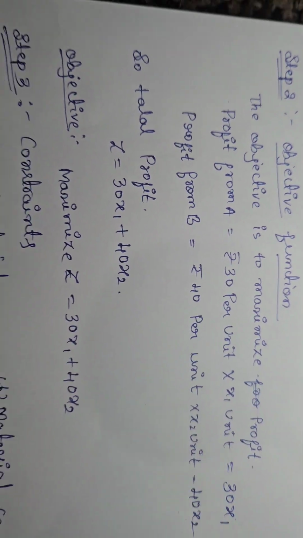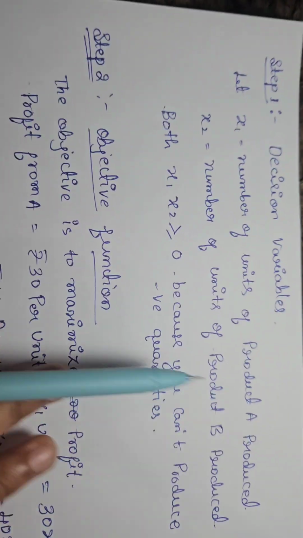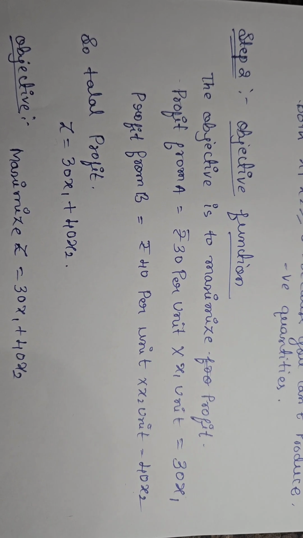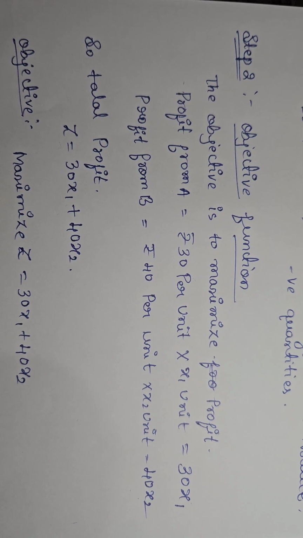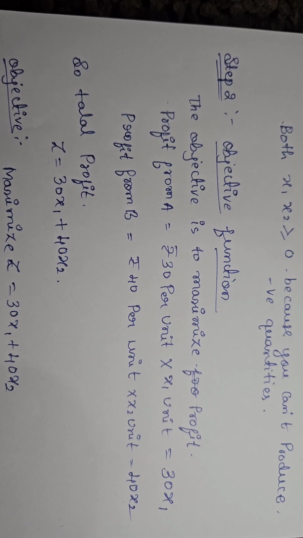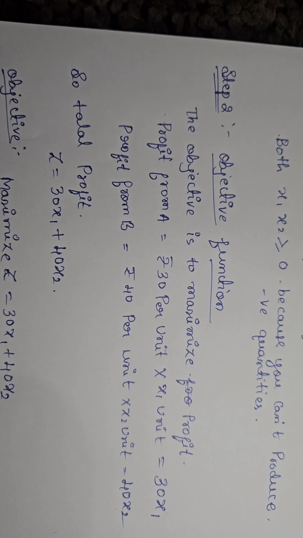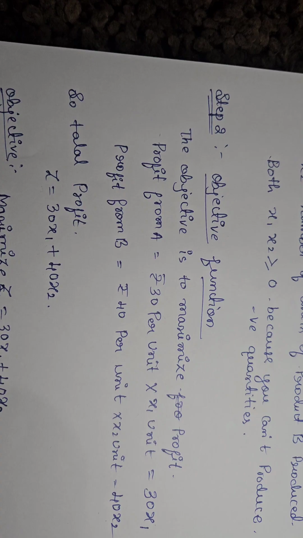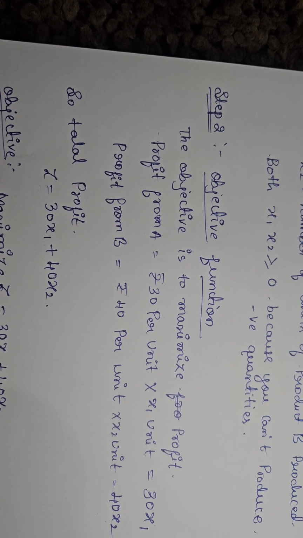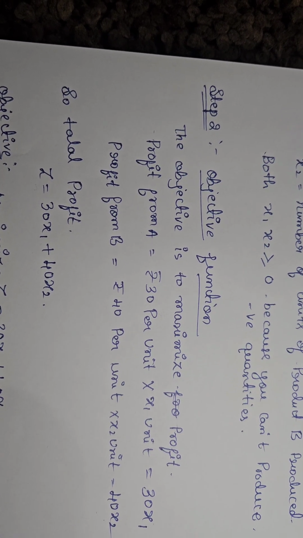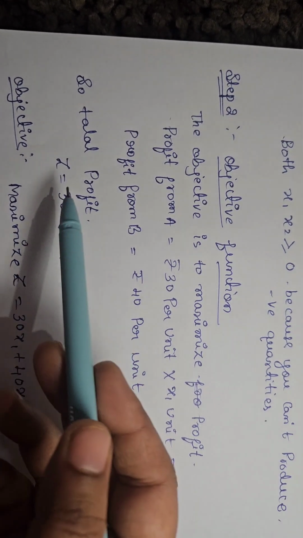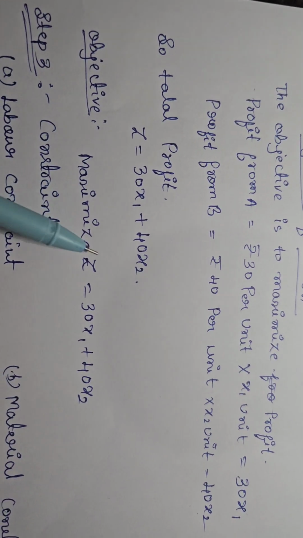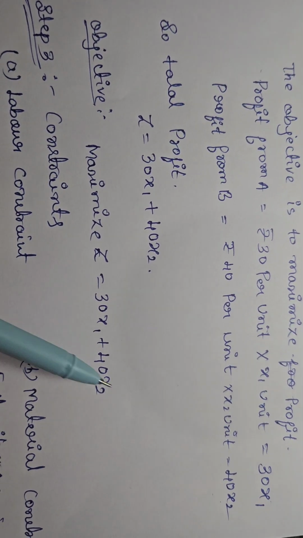After forming the objective, we need to maximize because this problem is a maximize profit problem. One more doubt you will get: how to know this problem is a maximize? In this question, profit per unit is 30 for A and 40 for B. Profit is something we always want to increase or make as large as possible. So the goal of the company is to earn maximum profit. Hence we write z equals 30x1 plus 40x2. So we write the objective: maximize z equals 30x1 plus 40x2.